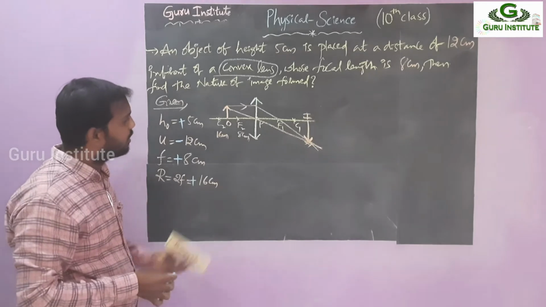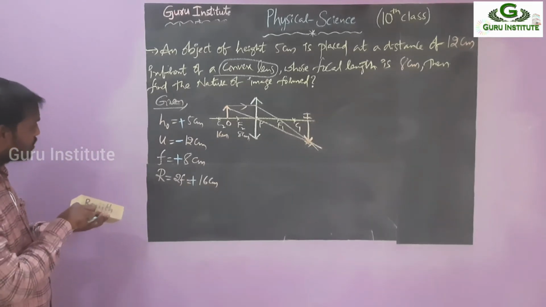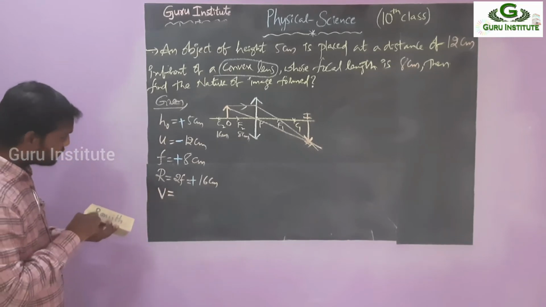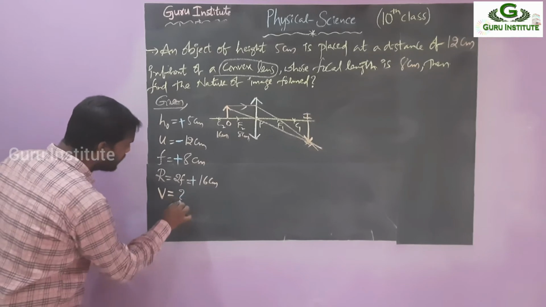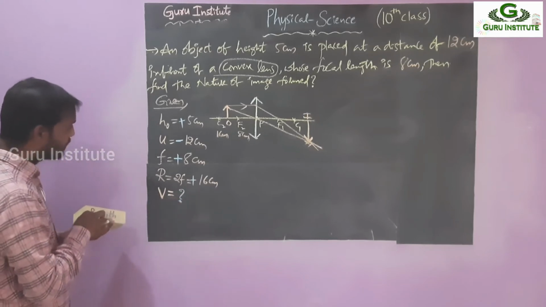Now which formula do we have to use? What is the nature of the image found? He is asking about V. V is how much? Next, what is the next one he is asking? HI.